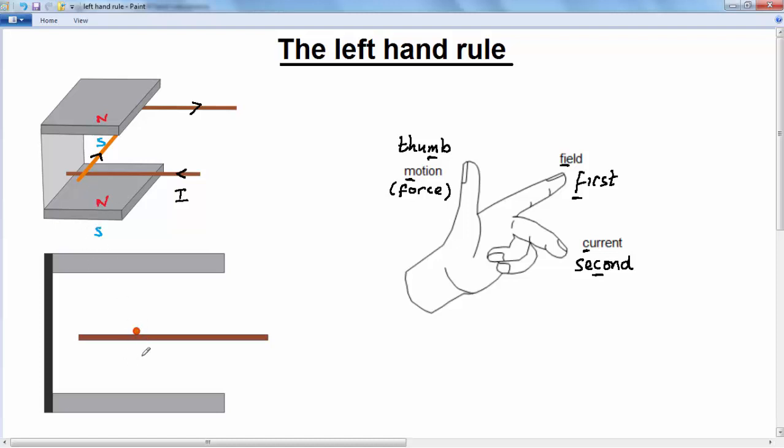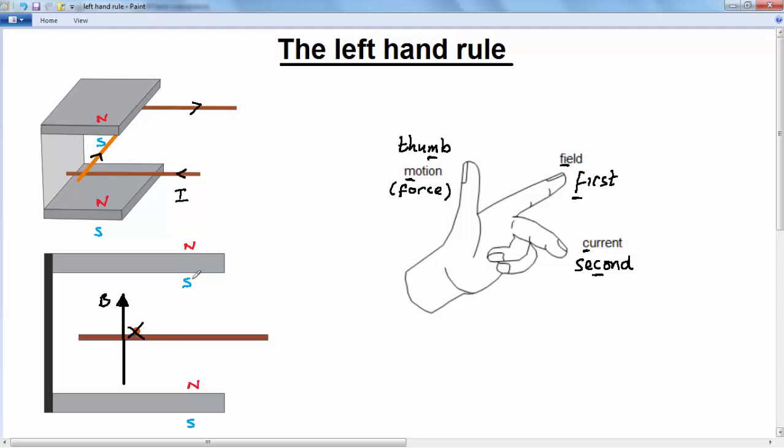Looking at the side view, at the moment the direction of the current is going into the screen, so we draw a cross there for into the screen. The direction of the magnetic field will be from north to south, so our field direction is like that, and I'll write B for magnetic field. So the question is, what is the direction that the force acts?